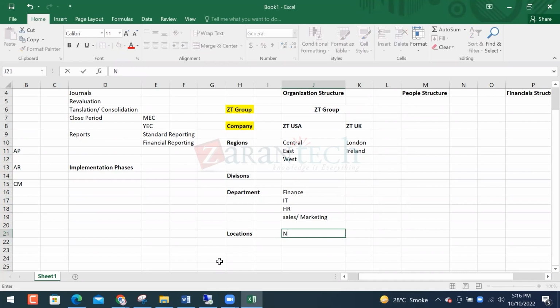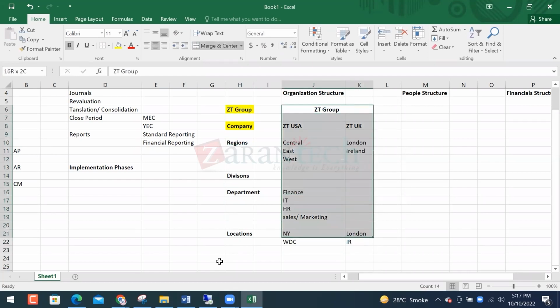So the locations might be NY, New York, Washington, DC, and we have London and IR. Okay. So normally most organizations have this kind of structure.